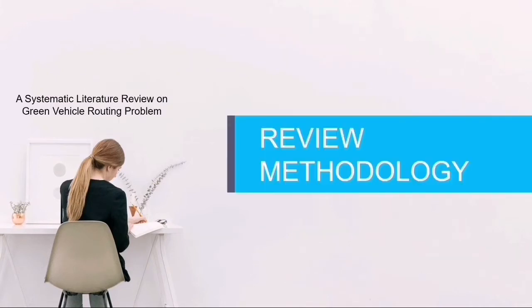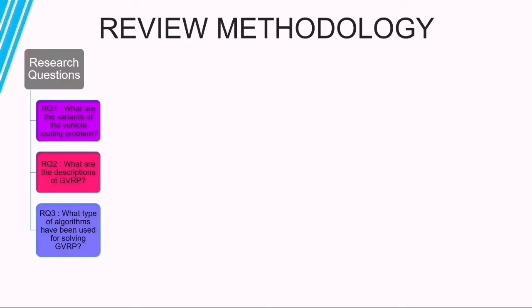In the next section, I will explain the review methodology of this paper. Before I begin, the research questions have been identified to define the area to focus on in this study. This paper's goals are to answer the following research questions: what are the variants of vehicle routing problem? What is the description of GVRP? What type of algorithm has been used for solving GVRP?